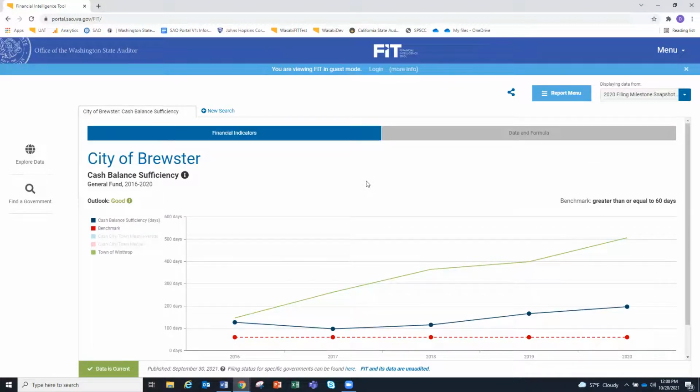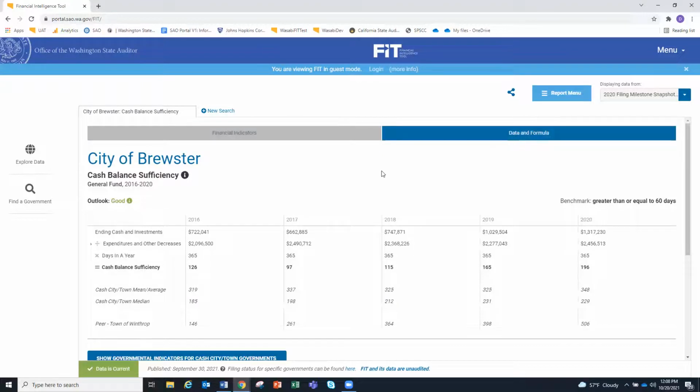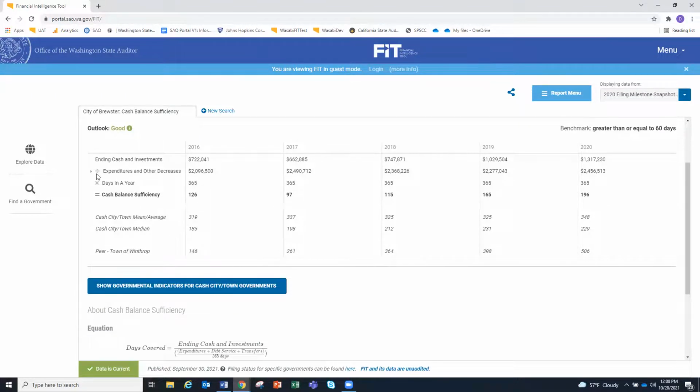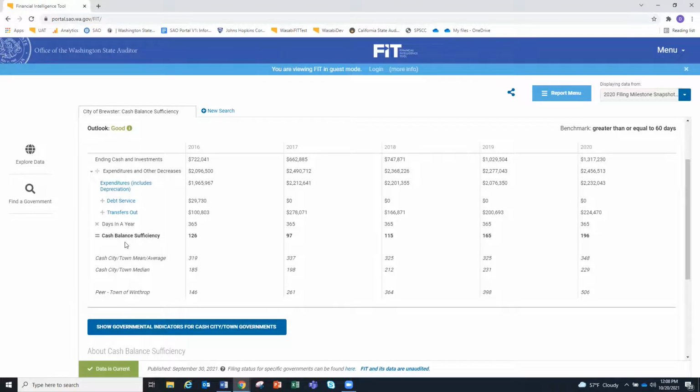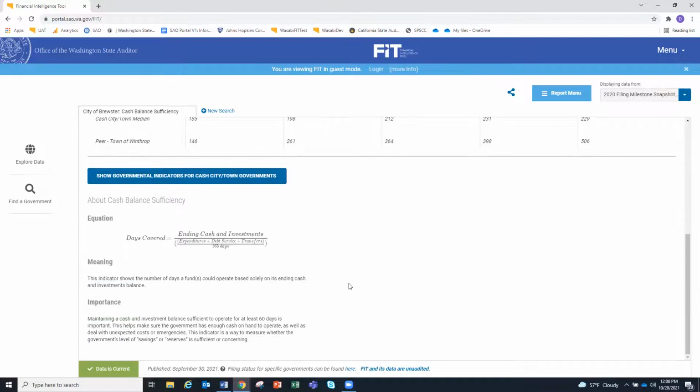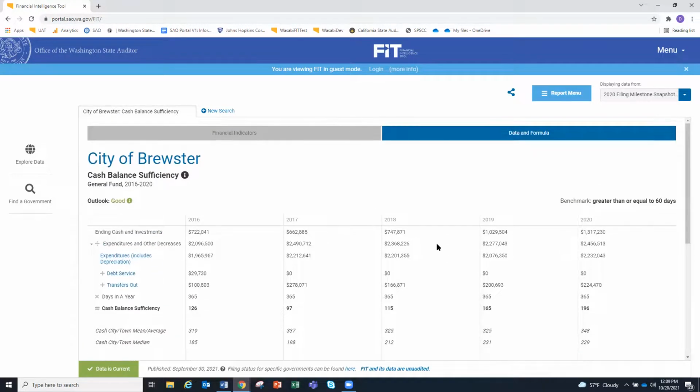So what I just demonstrated is the visual side of the indicator, which is this blue option. If you go to data and formula, you get to look at the underlying data, which for some of you is probably more important than the visual. All of the math and calculations, including the mean, the median, and the town of Winthrop, are displayed here. And a little further down, even though Niles promised not to go into the formula, we do have the formula here, the meaning, and the importance. Basically, everything you need to know that's in this presentation is sprinkled around in FIT for you to consume. Hopefully that was useful and interesting to you, and I'd love to walk you through this if you need more of a hand-holding approach.